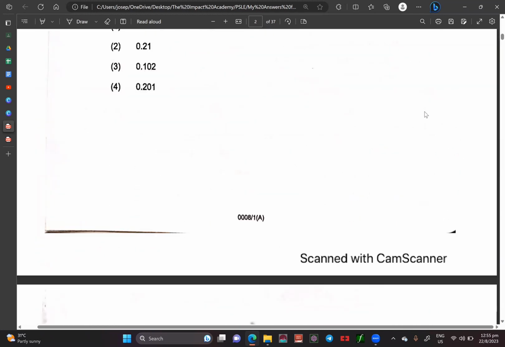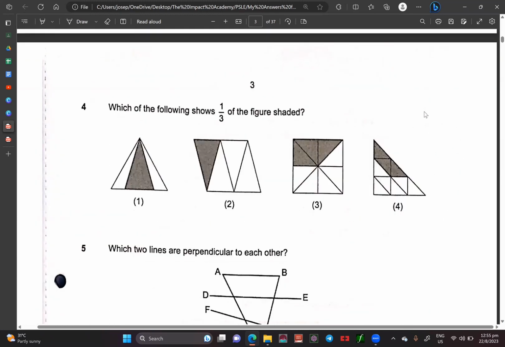The first question that I'm going to look at is question number 4. In this question, it says, which of the following shows 1/3 of the figure shaded? Whenever you solve a question like that, you first have to make sure that the shapes are all equal. Because if they are not equal, then there's no way you'll be able to see how many are shaded and how many are unshaded.